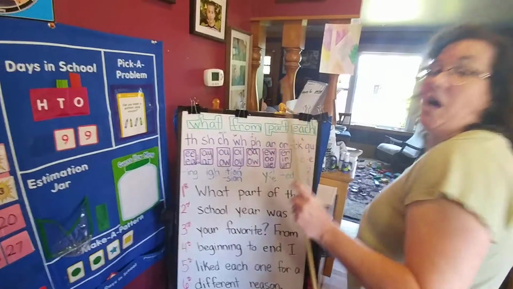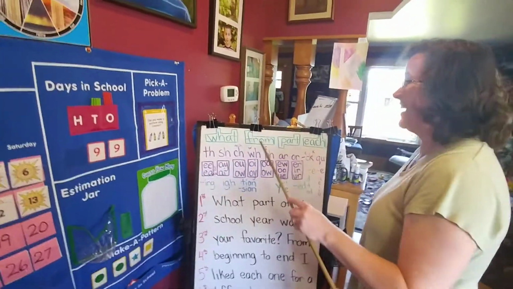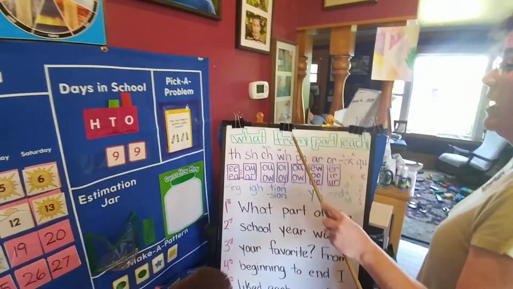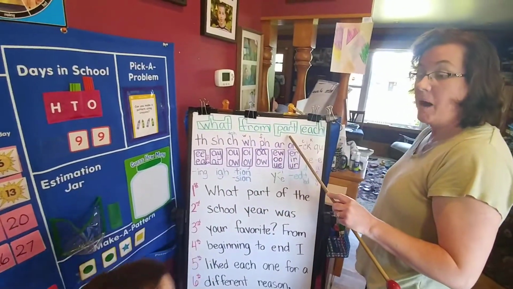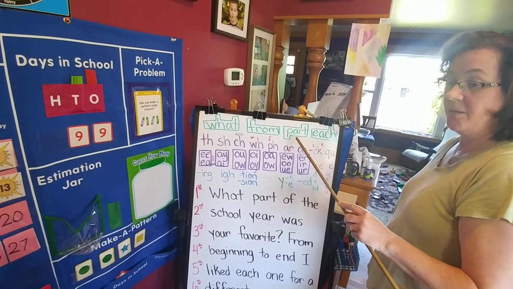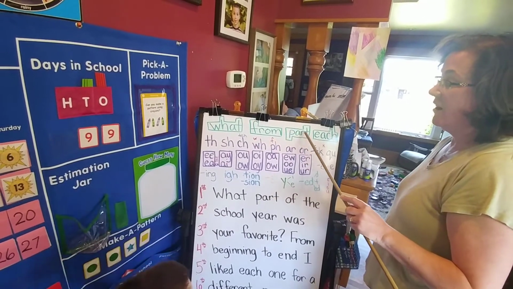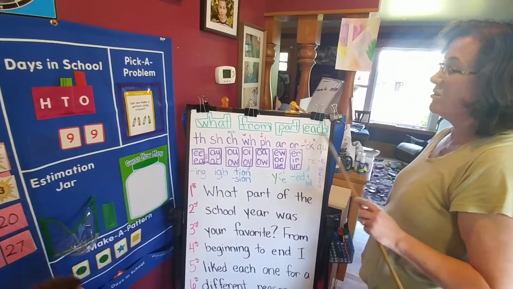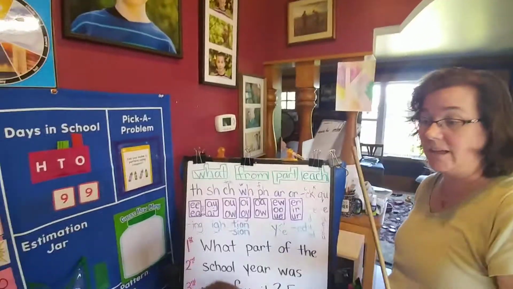W-H-A-T. What's this one, August? From. Very good. F-R-O-M. From. What's this one? Part. P-A-R-T. Part. And this last one is each. E-A-C-H. Each is one of my favorite kind of words because it's all letter pairs.